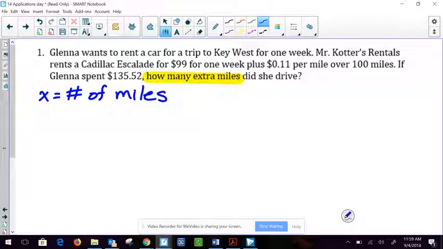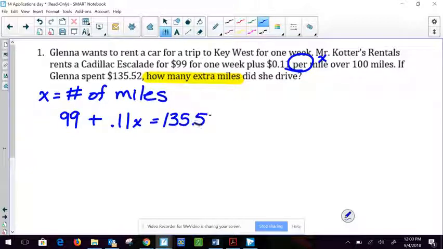Now we set up our equation. So let's see here, for the 1 week, she gets charged $99 flat fee. And so we do a plus 11 cents per. Notice in the problem it says per, so that's where my X goes. So 11 cents per mile. And how much total did she spend? $135.52.